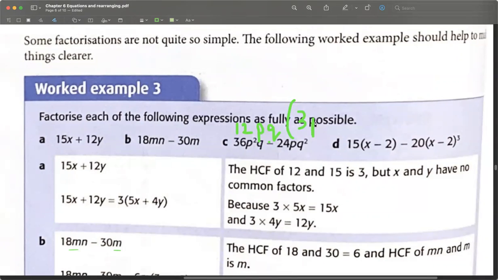P, take out 1, so there's 1 more left. Q, take out 1, no more. And then 24 divided by 12 is 2. Take out 1P, no more P. Take out 1Q, left 1Q. So this is my simplest form. When I write it this way, then it has been factorized already.